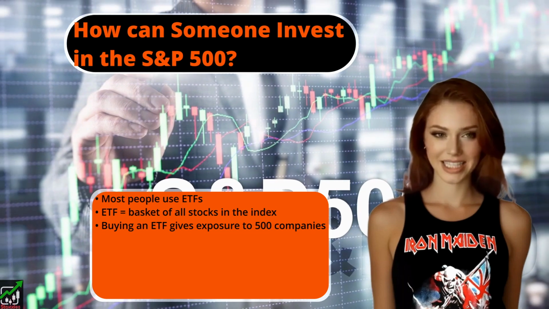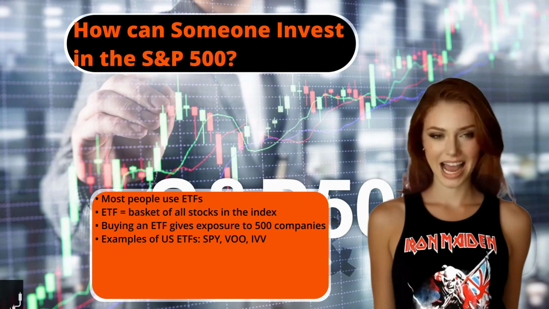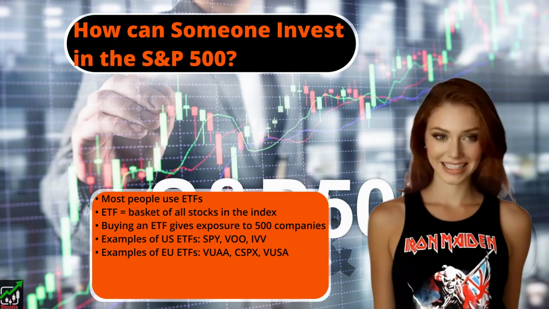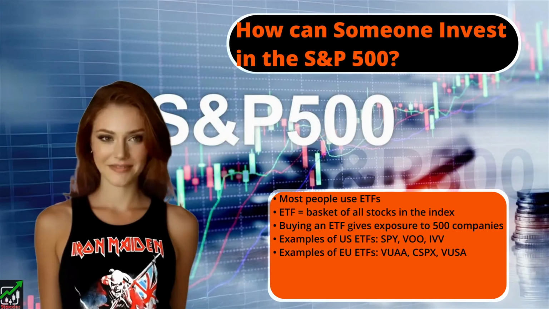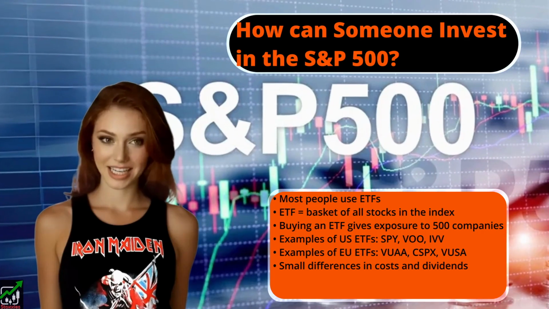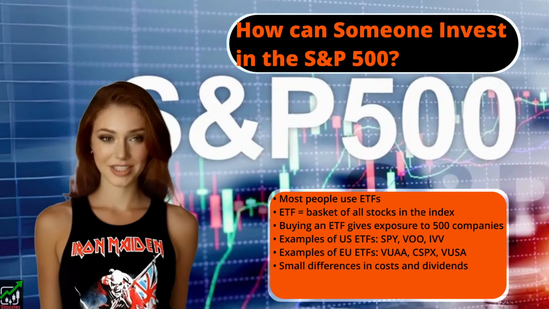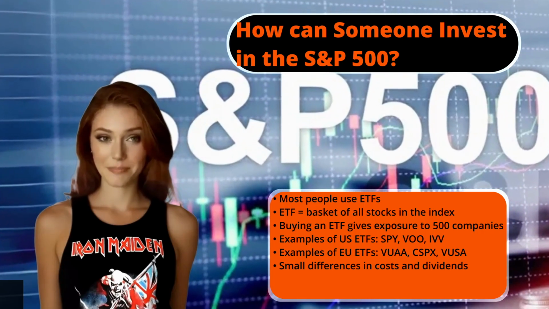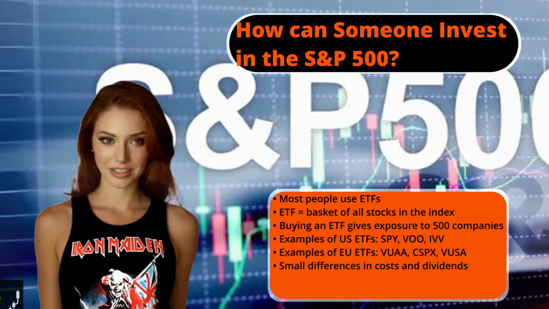Some of the best-known ETFs for the S&P 500 are the SPY, VOO, and IVV in the United States. In Europe, there are similar ETFs such as the VUAA, CSPX, and VUSA, which also track the index. Each ETF has slight differences, mainly in costs and how they manage dividends. But they all follow the same basic goal, to track the S&P 500.